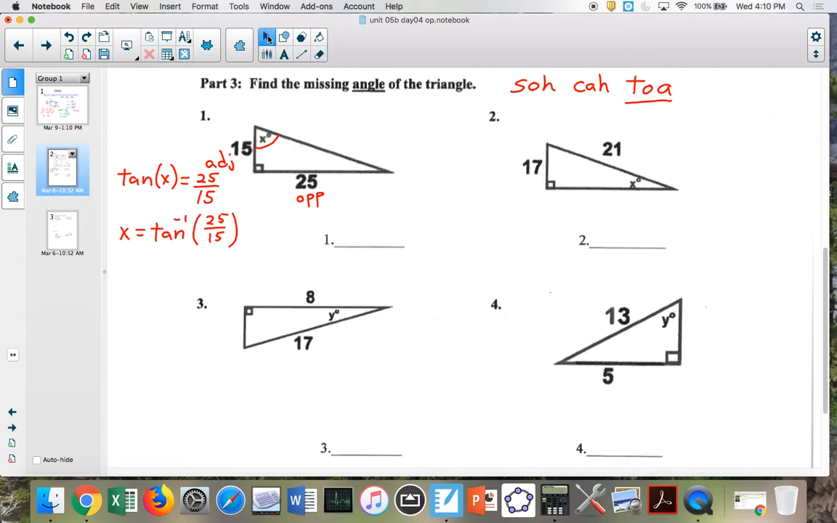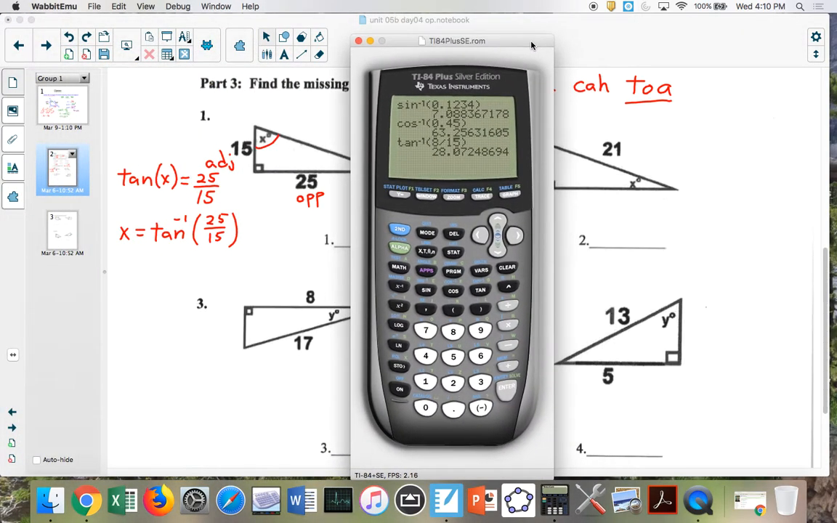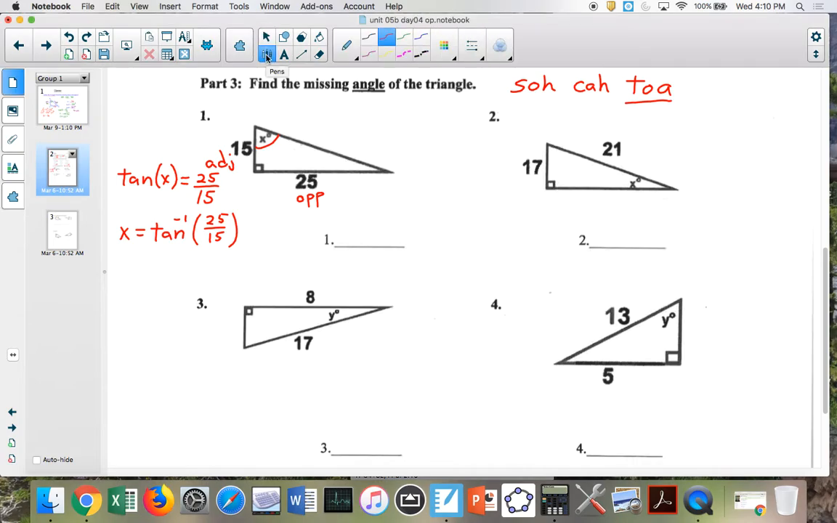So we grab the calculator. And we're going to do second tangent, 25 divided by 15. And we get approximately 59 degrees. 59.03. This doesn't tell you what to round to, so generally with angles we're going to round to the nearest tenth. So we could write this as 59.0 degrees.